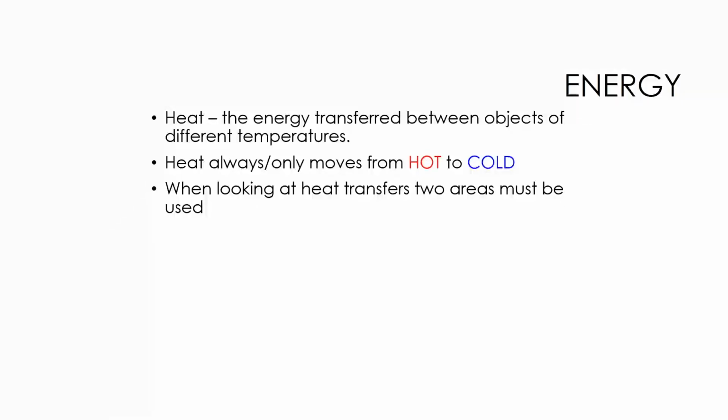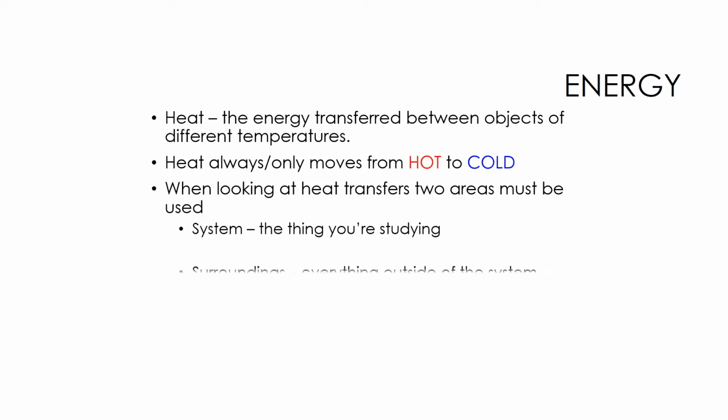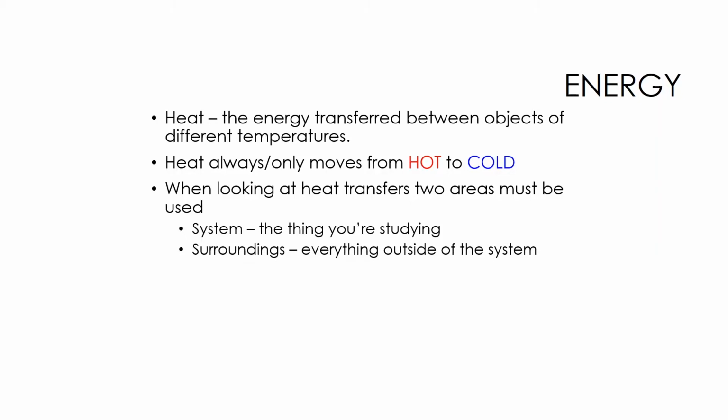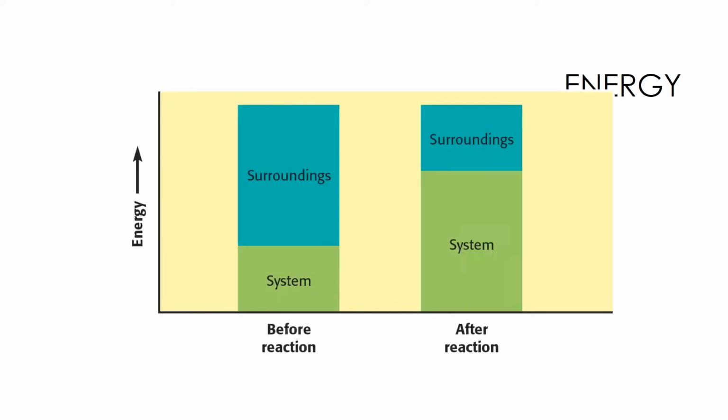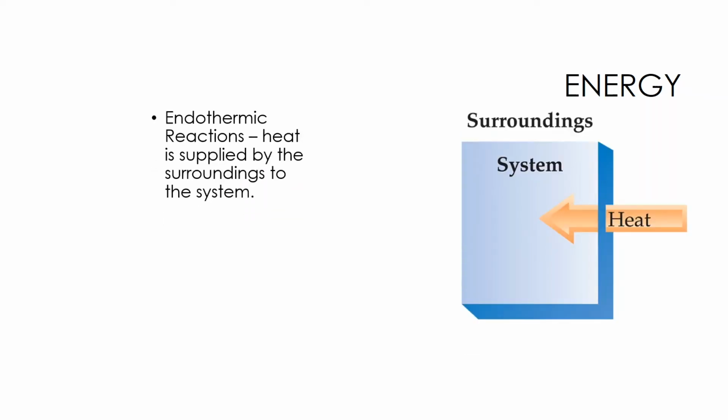And when you're tracking transfers of heat, you have to look at two areas. There'll be the system, which is the thing that you're studying, and the surroundings, which is everything outside the system. So you're tracking energy either going into the system from the surroundings or into the surroundings from the system. Don't worry about that diagram; it's just an example that we're not going to look at too much in this class. This is what I write down.